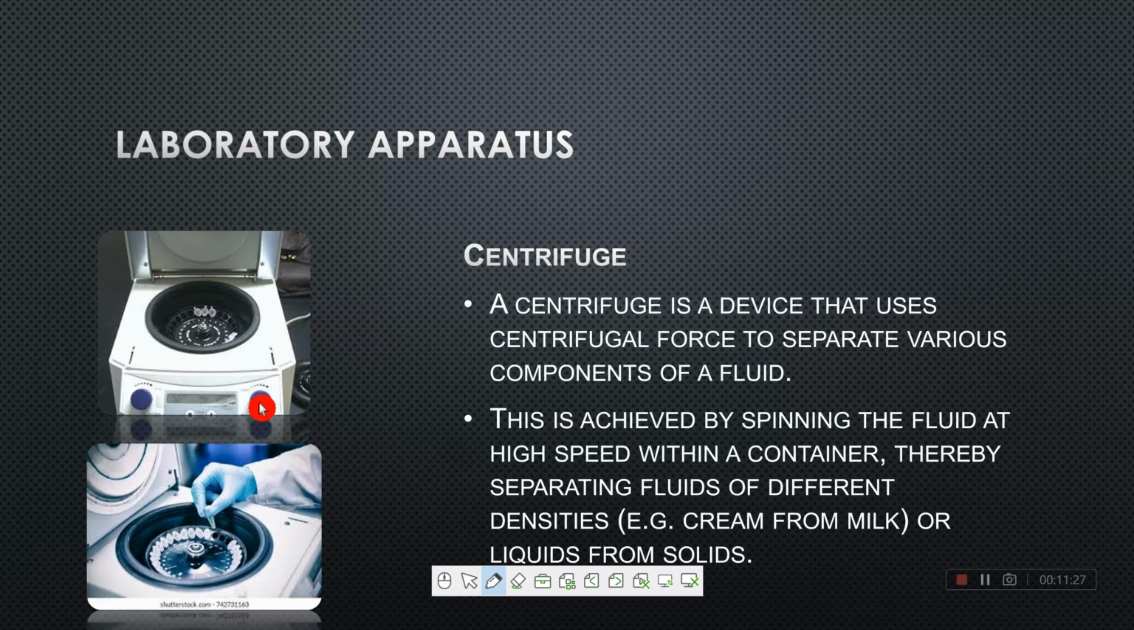So this is achieved by spinning the fluid at high speed within a container. Thereby it will separate fluids of different density, such as cream from milk or liquids from solids. So for separating the components in a fluid, a centrifuge is used. This is a centrifuge machine in which the different containers are put and it is balanced. It works on the centrifugal force. Centrifugal force acts on the liquid, and due to different density the components are separated.